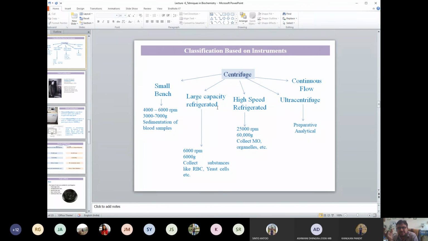So continuous flow is basically used in industry and for this purification based purpose. So these are 5 different classifications of centrifugation based on the instrument, based on the RPM and the RCF of the instrument which they are going to provide.